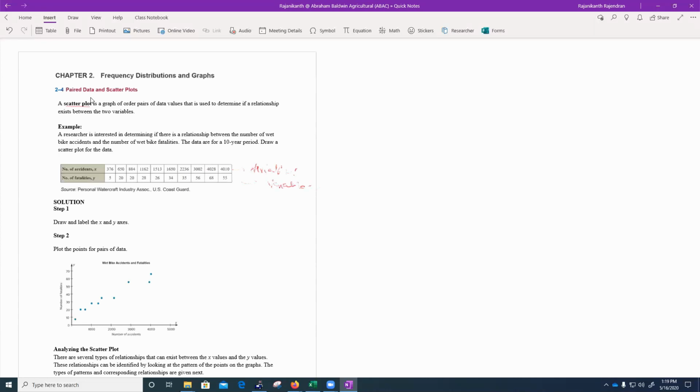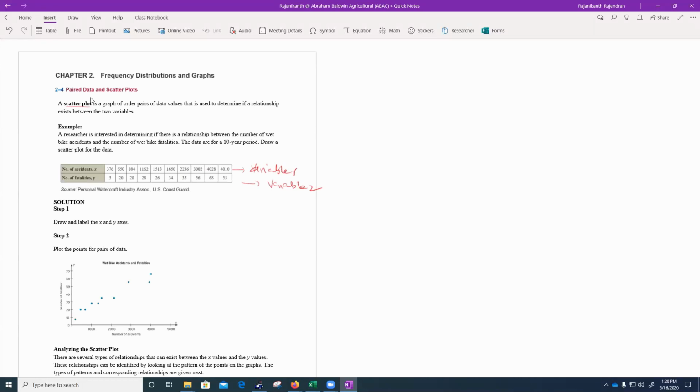If you look at this example, let's read the problem first. A researcher is interested in determining if there is a relationship between the number of wet bike accidents and the number of wet bike fatalities. So there are two things, and he is checking whether there is any relationship between them. To find out the relation, if we have a picture, we will see clearly what's happening between those two things. So my first task is to identify what kind of relationship these two have.